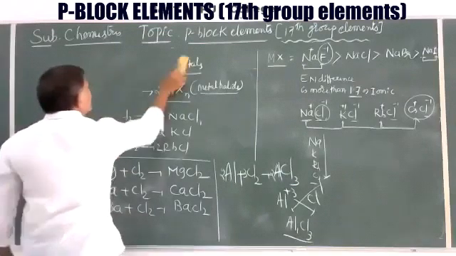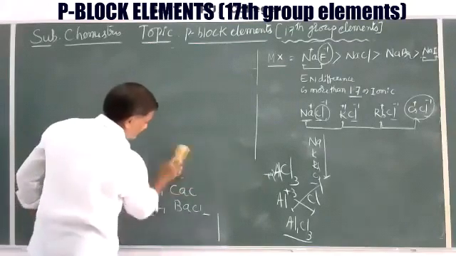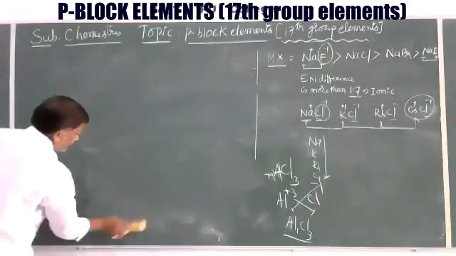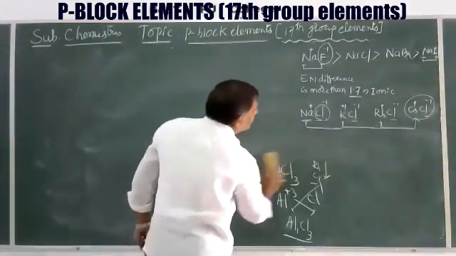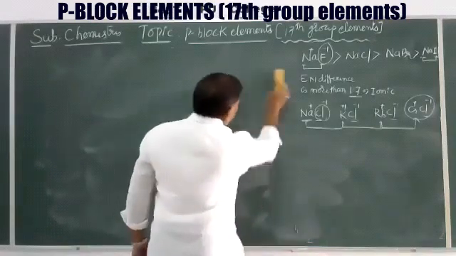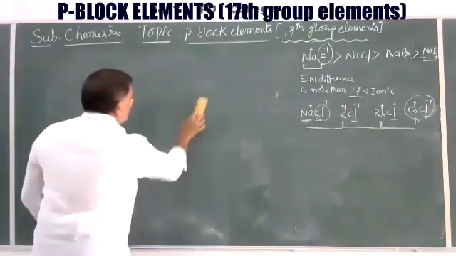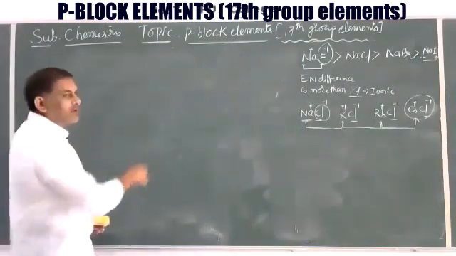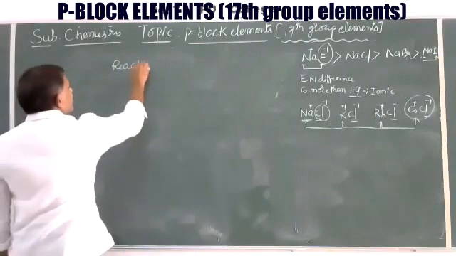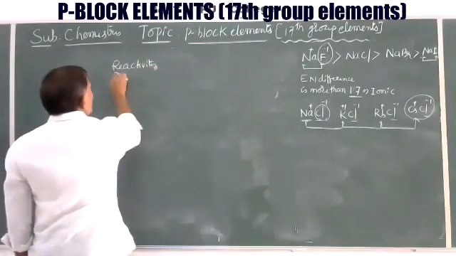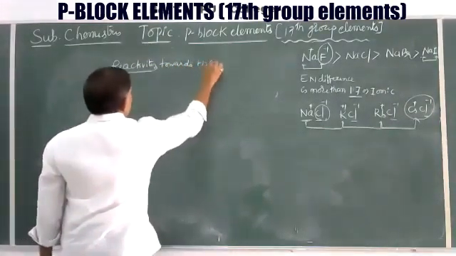After this, reactivity towards metals. One important point, reactivity towards water, is given under oxidizing power of halogens. But here I am giving information about reactivity towards water under these chemical properties. Next and last important property is reactivity towards water, H2O.